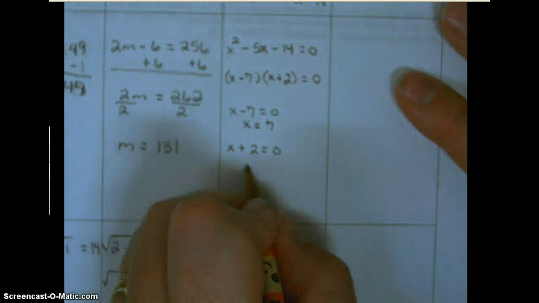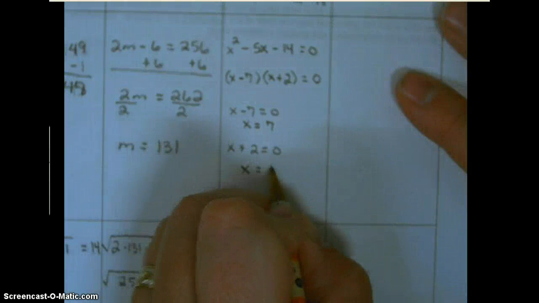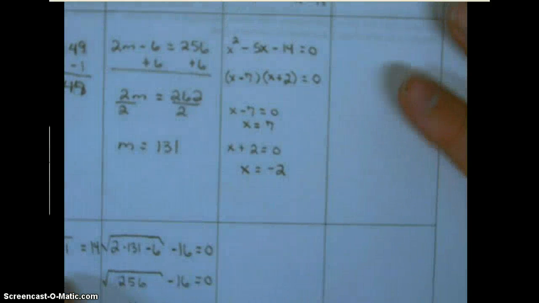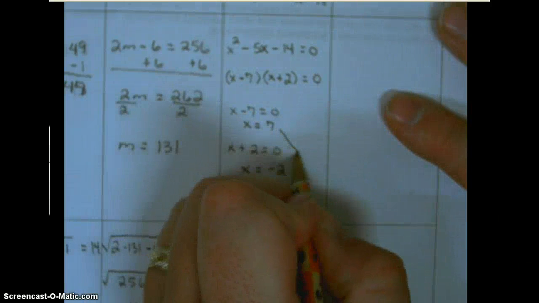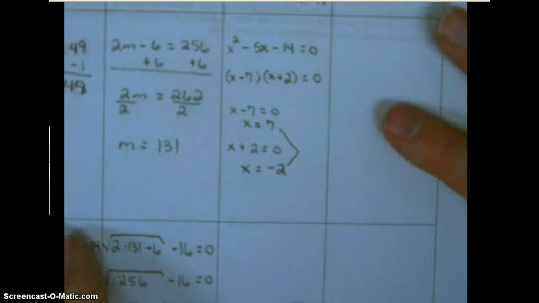The other solution is x equals negative 2. So here it says we have two solutions. Now let's check them. So the first solution, 7.